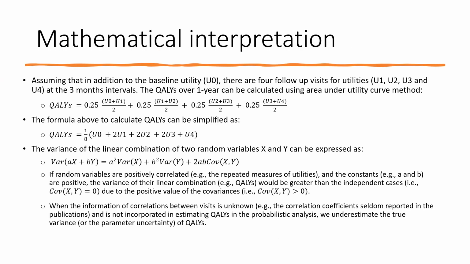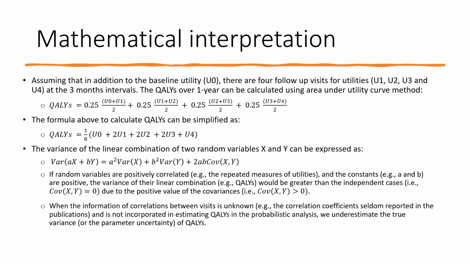Assuming that in addition to the baseline utility, U0, there are 4 follow-up visits for utilities, U1, U2, U3 and U4, at 3-month intervals. The QALY over 1 year can be calculated using the area under the utility curve method. QALY are the linear combination of utilities. If random variables are positively correlated, such as the repeated measures of utilities, the variance of their linear combination, such as QALY, would be greater than the independent cases due to the positive value of the covariances.